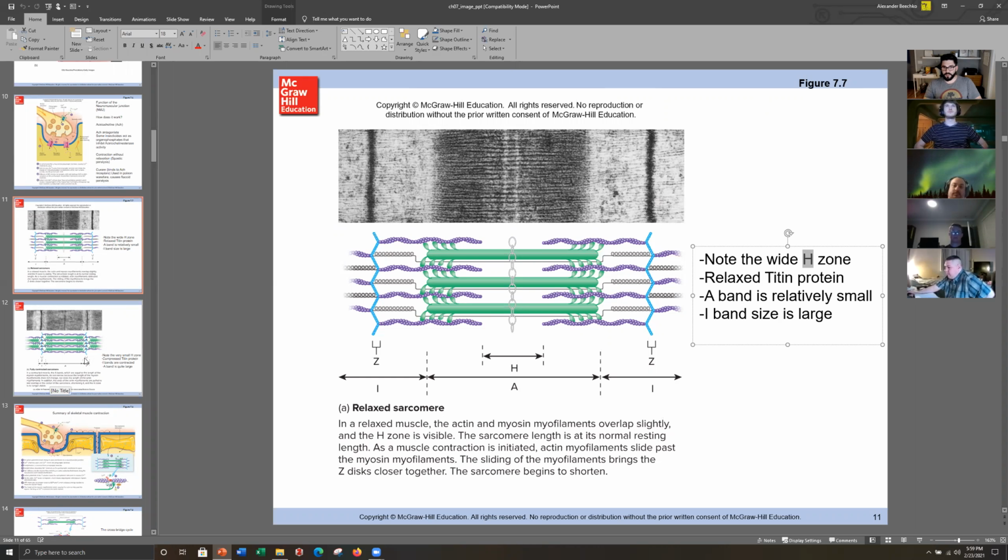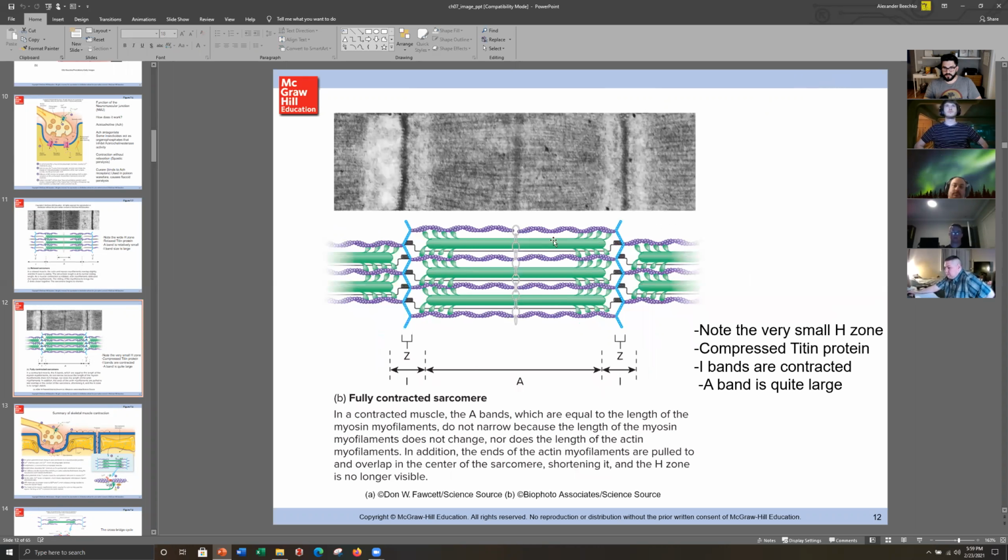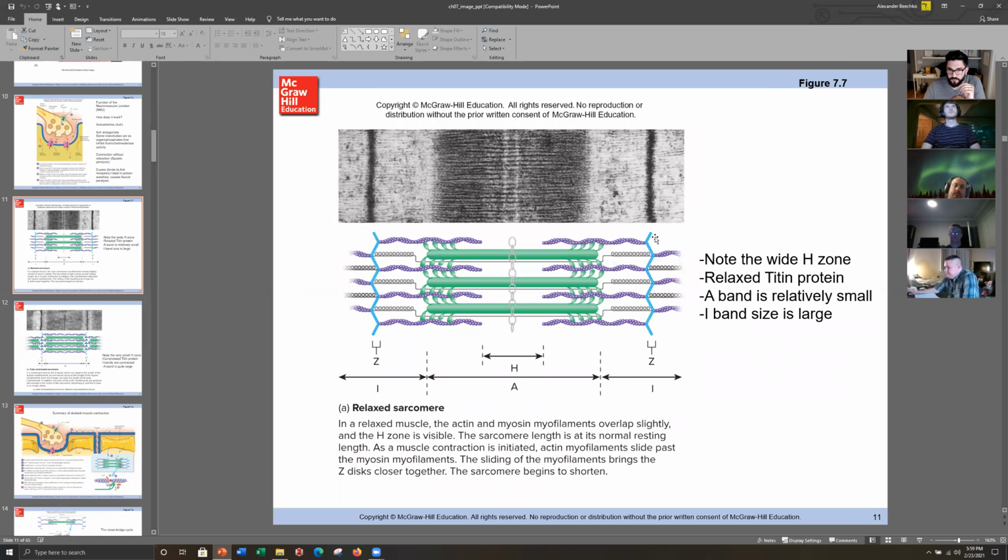But then when we contract, we can see that that changes. Our titin proteins get all coiled up and compressed, with a very small to non-existent H zone. The I bands are contracted, and the A band itself remains quite large. All right. So this is our contracted sarcomere, and then we have our relaxed sarcomere.